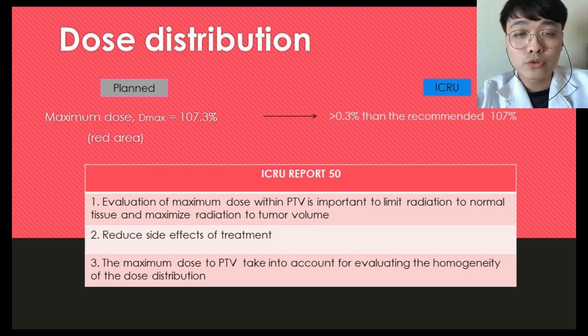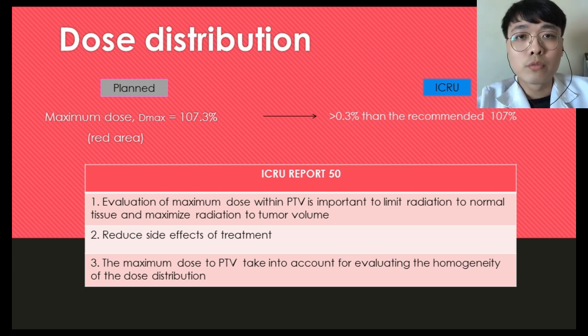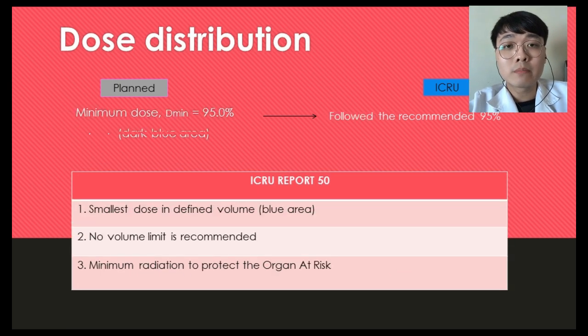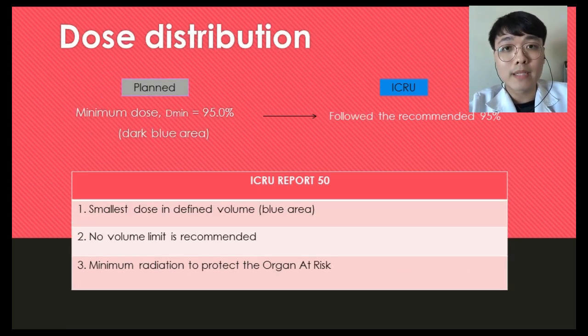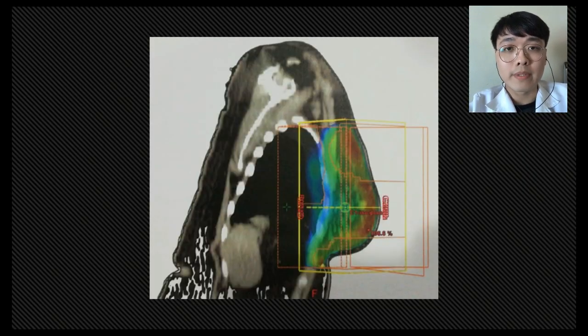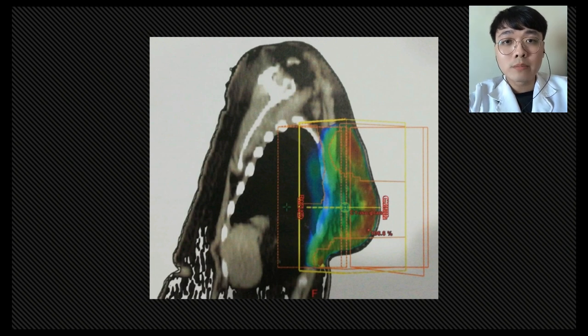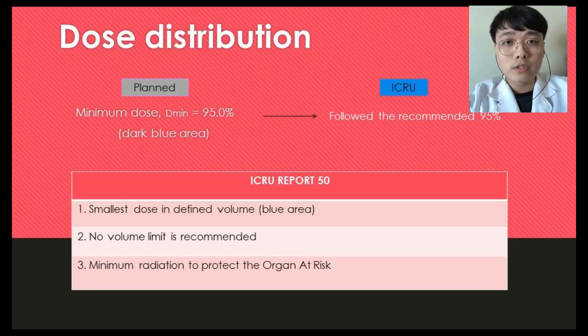The maximum dose to PTV with the area described below has to be taken into account for evaluating the homogeneity of the dose distribution. Now we will move on to the minimum dose. The minimum dose that we obtain from this treatment planning is 95%, which is the dark blue area shown on the diagram here. As we all know, the minimum dose from this treatment planning follows the recommended minimum dose from the ICRU report 50, which stated that the minimum dose should not be more than 5% from the actual treatment.